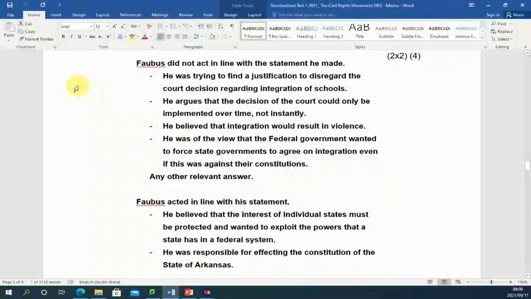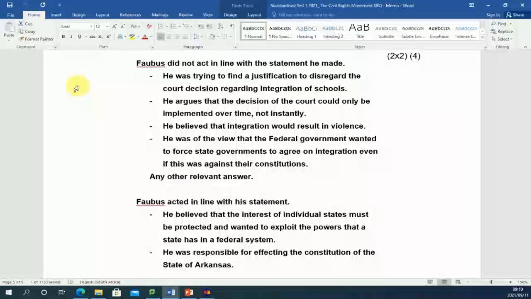He was trying to find justification to disregard the court's decision regarding the integration of schools. He argued that the decision of the court could only be implemented over time. It couldn't be an instant decision. He believed that integration would result in violence, and he was of the view that the federal government wanted to force state governments to agree on integration, even if that is against their state constitutions.